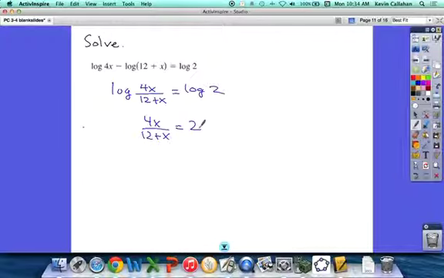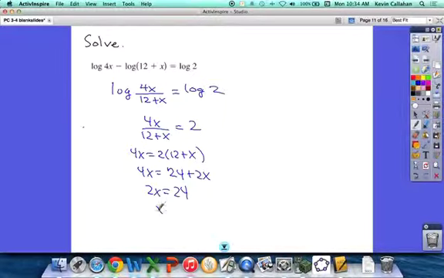Multiply both sides times 12 plus x. Four x equals 24 plus 2x. 2x equals 24. X equals 12.